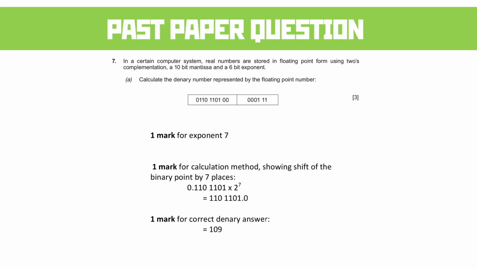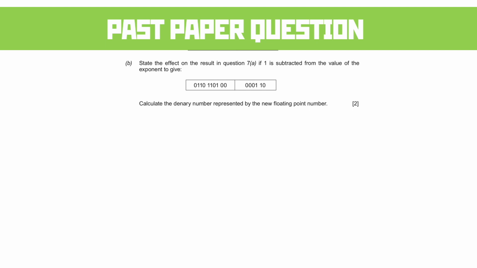Part B, state the effect in the result on question 7a if 1 is subtracted from the value of the exponent to give us 000110 and work out the denary number. And this is reasonably straightforward because it's going to actually half the result. Now let's think about why that's the case. Well, what we're saying this time is instead of moving it 7 places, we're going to move it 6 places. And if you remember that has the effect of dividing it by 2, so halving the result. So if you knew that, that's a reasonably easy question to calculate the result on.